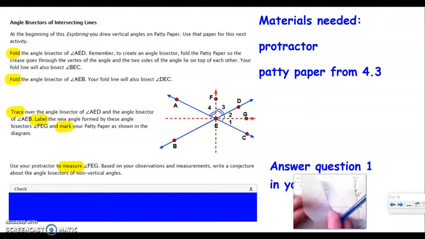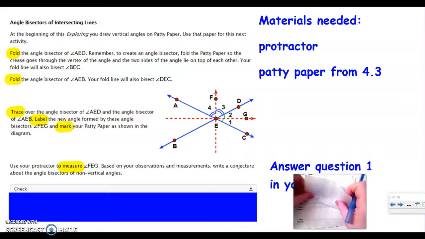I need to remember to always get your fold done correctly before you crease. And so when you open your crease, that fold line should create two congruent parts here. And for the vertical angle, since it's congruent, we should have congruent parts there as well. Now we're going to fold another angle bisector of AEB. So again, side on top of side. That fold should go through E, and it should also bisect the vertical angle as well.